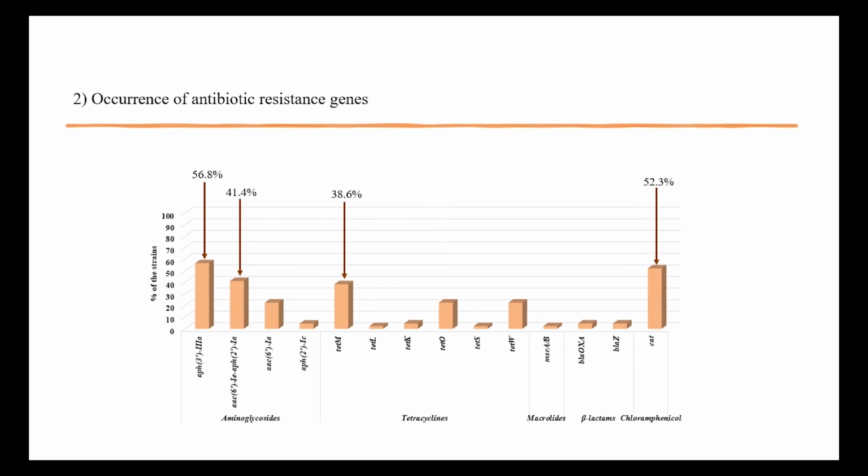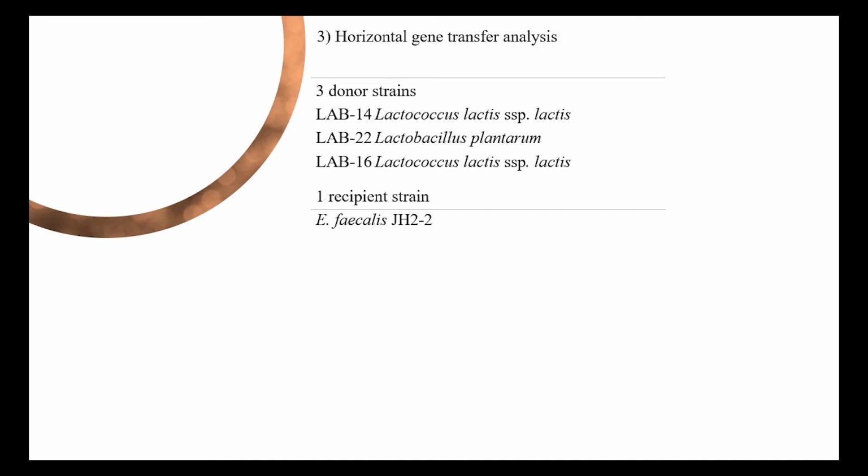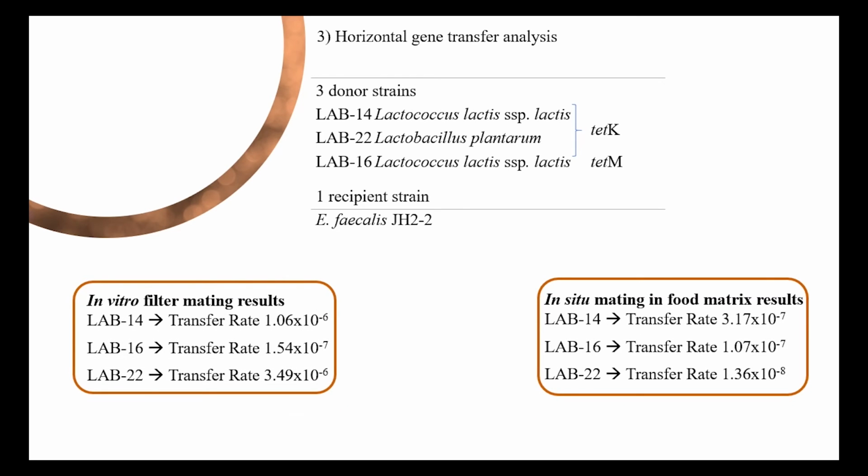The greatest diversity was observed in the occurrence of tetracycline resistance genes, as 6 different TET genes were found in the tested strains. For the analysis of the horizontal gene transfer possibility, 3 strains were selected as donors. They carried the TET-K and TET-M genes with plasmid localization. It was found that the gene transfer took place both in vitro and in situ, but in vitro transfer had a larger frequency rate.